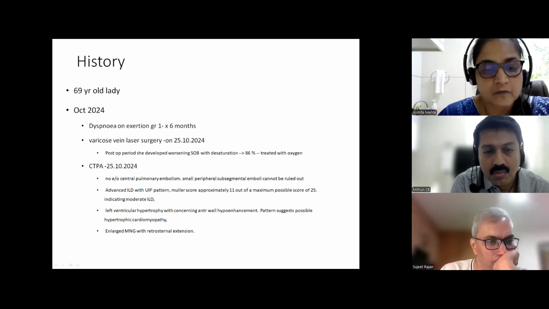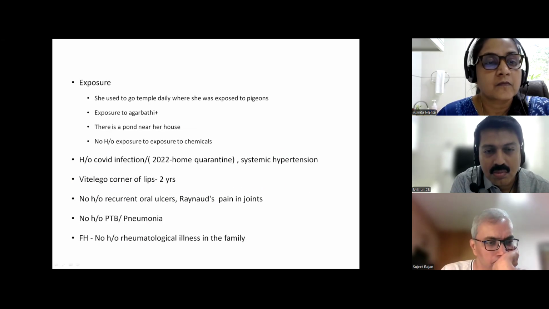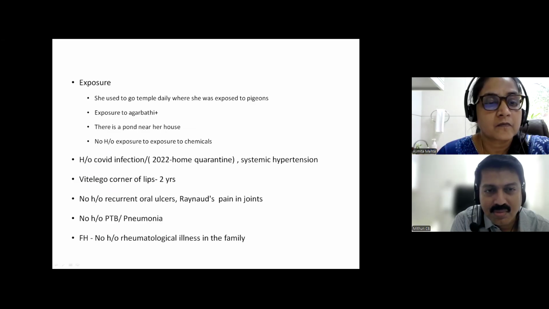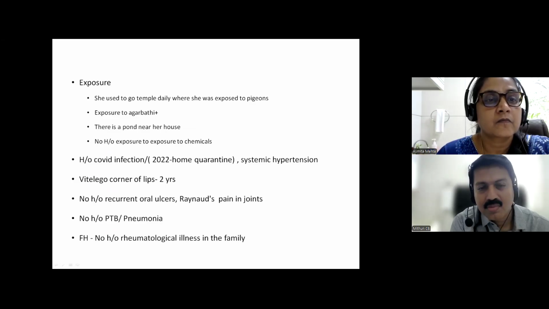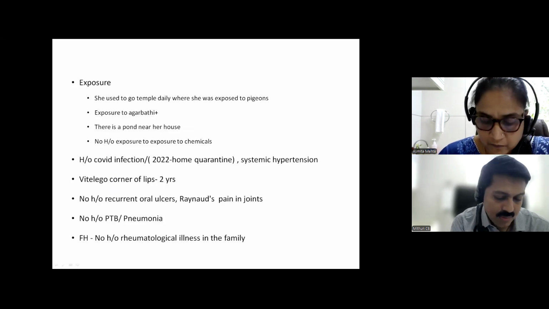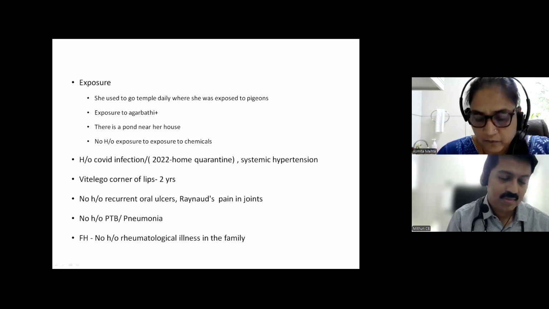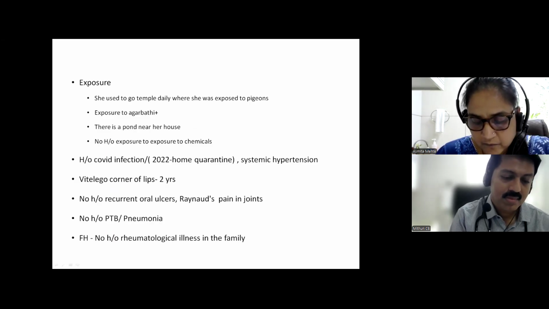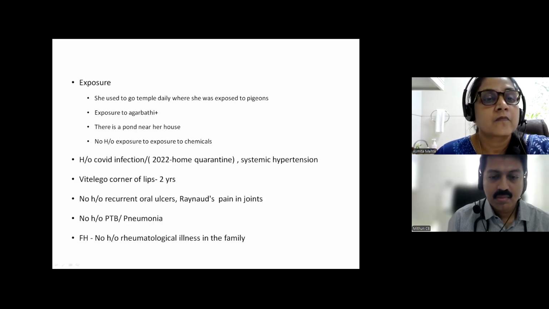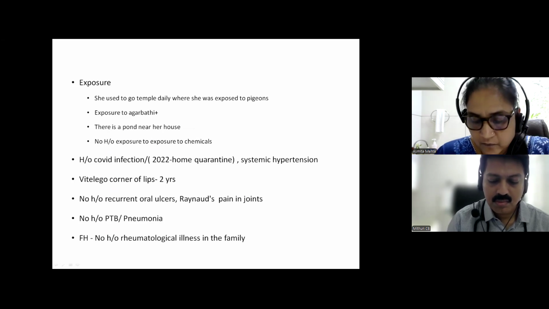For the evaluation of the ILD, she came to the institute. On inquiring about the history, she claimed dyspnea on exertion of grade 1 for the past 6 months. On probing further, she gave a history of exposure. She used to go to the temple daily, where she was exposed to pigeons, and she used to light agarbatis at home. There's a big pond near her house, so the area was damp, but there was no exposure to any chemicals.